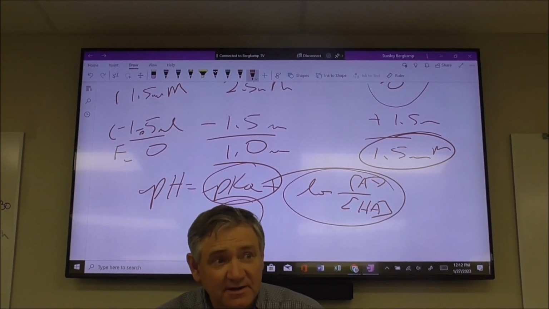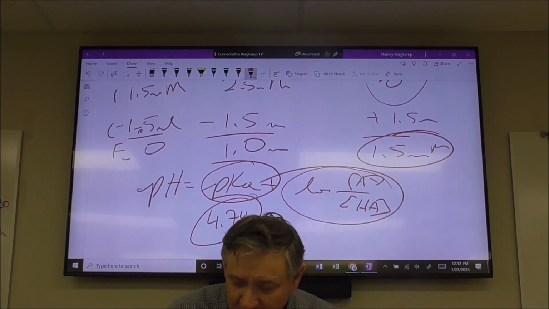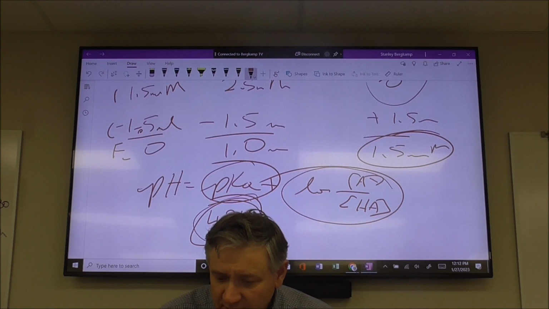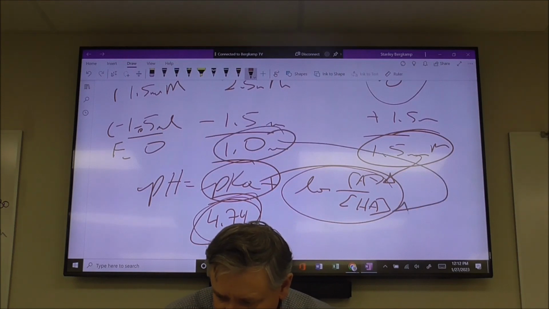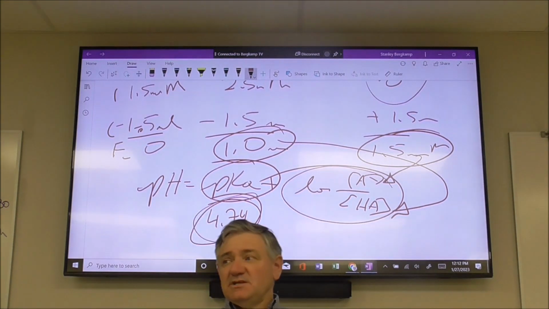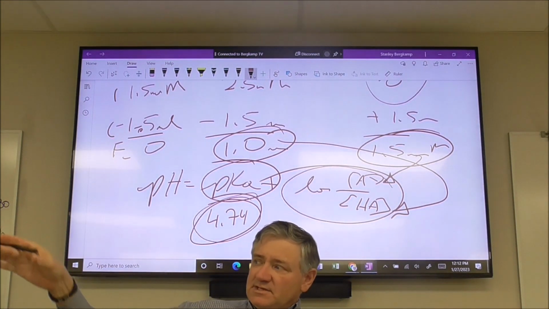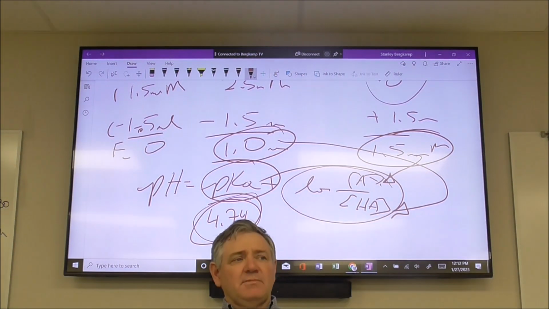So here's what you've got. Now, here's the bigger idea. And again, look at this. So here's this 4.74. So your anion concentration is going to be this 1.5, and your acid concentration is going to be 1. Now, at this point, here's what I want you to see. Step back and look at this mathematically and go, oh, that's 1.5 divided by 1.